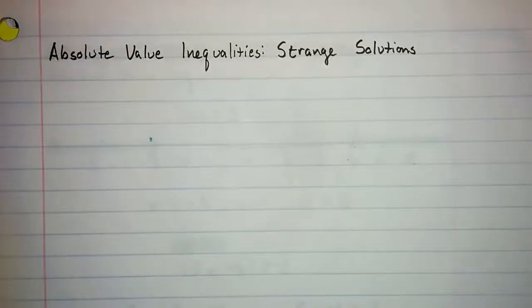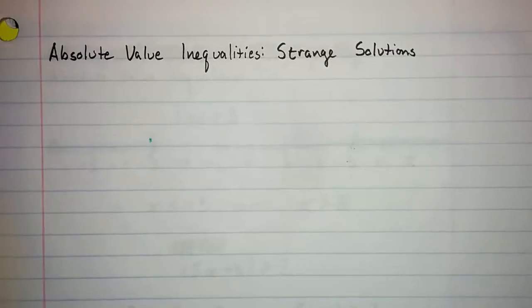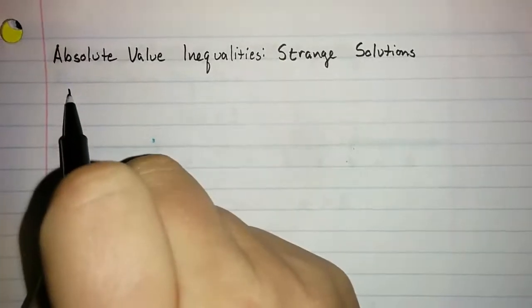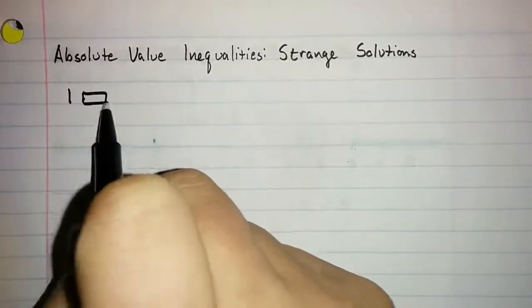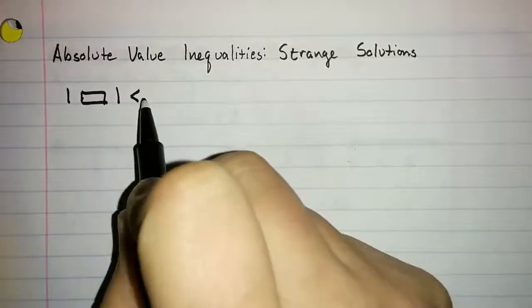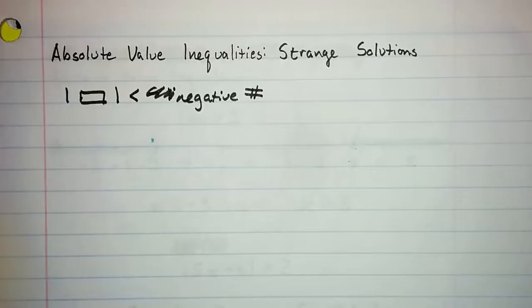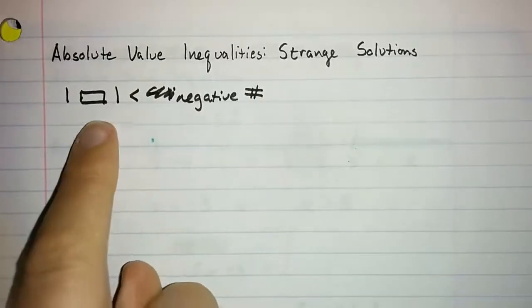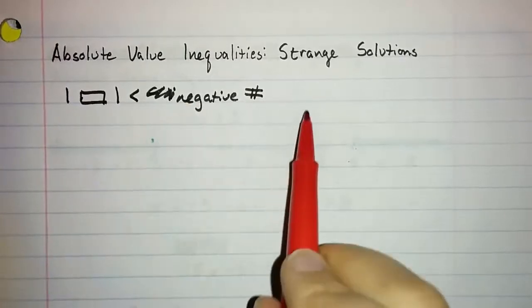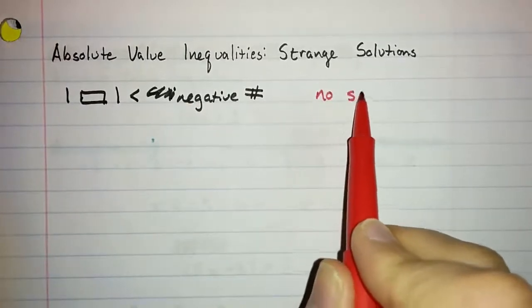All right. What about inequalities that compare absolute values to negative numbers or zero? What if we have the absolute value of some expression is less than a negative number? Is there any way an absolute value can be less than a negative number? No, it's impossible. If we have an inequality that says an absolute value is less than a negative number, there is no solution.